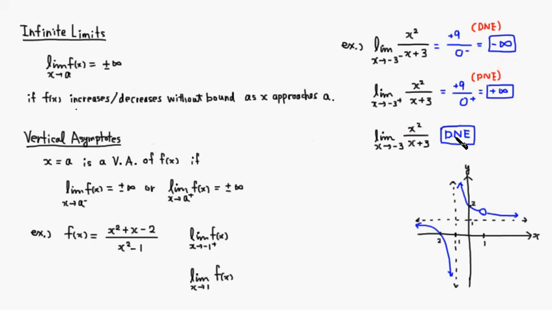Two-sided limit just does not exist. So we have that. All right, and the next topic is vertical asymptotes. Here's a precise definition. We already talked about vertical asymptotes.